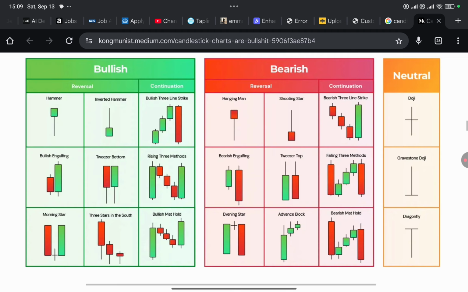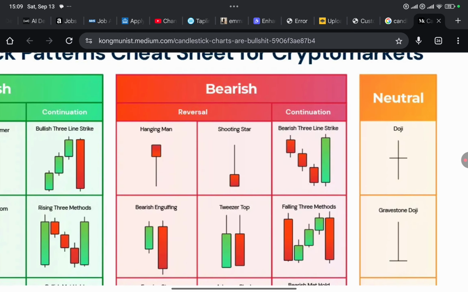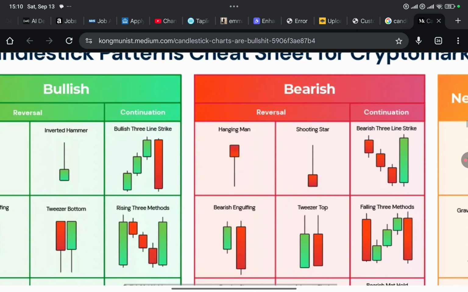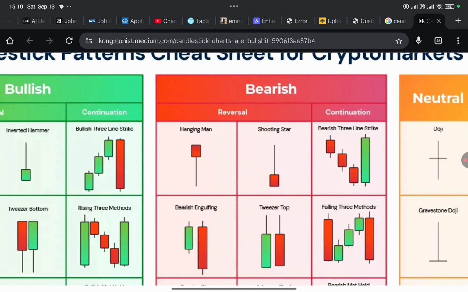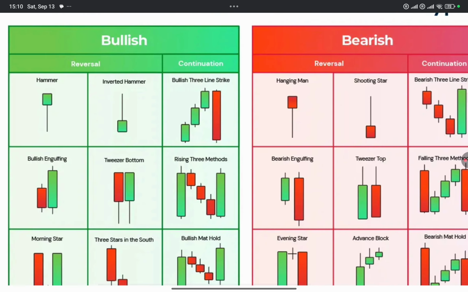And when you come to the bearish, which is this one right here, you can also see that we have the same thing that we have over here in the bullish, but this time around it's going to be in the opposite direction. Okay, now you can take your time to go ahead and look at this and probably learn these candlestick patterns. You can maybe learn like 5 of each of them and know them by heart.